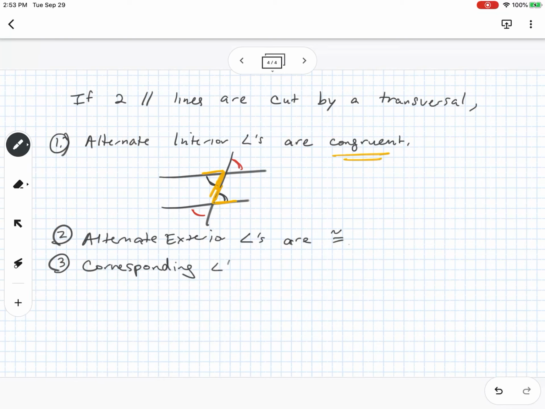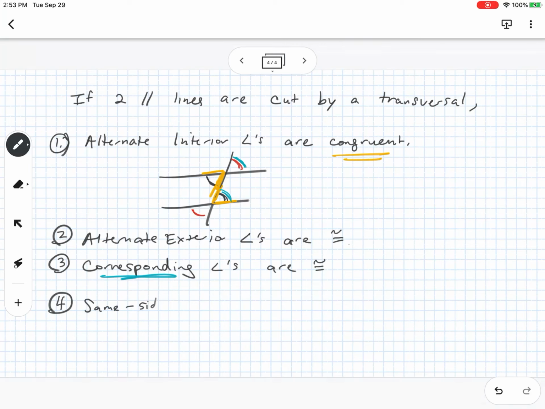And then the third statement we can make is that corresponding angles are also congruent. So remember what corresponding was. These are the ones that have one on the outside, on the exterior, and then one on the interior like that. And they're on the same side. So corresponding angles are also congruent.